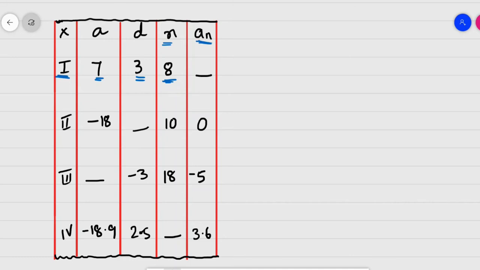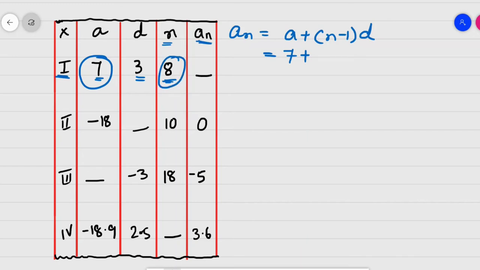Children, I think you do remember how do you find the nth term? Nth term is equal to A plus n minus 1 multiplied by D. Now see, what is your A here? Your A here is 7. So 7 plus n minus 1. How many terms are there in this? 8 terms are there. So 8 minus 1 into your common difference is 3.